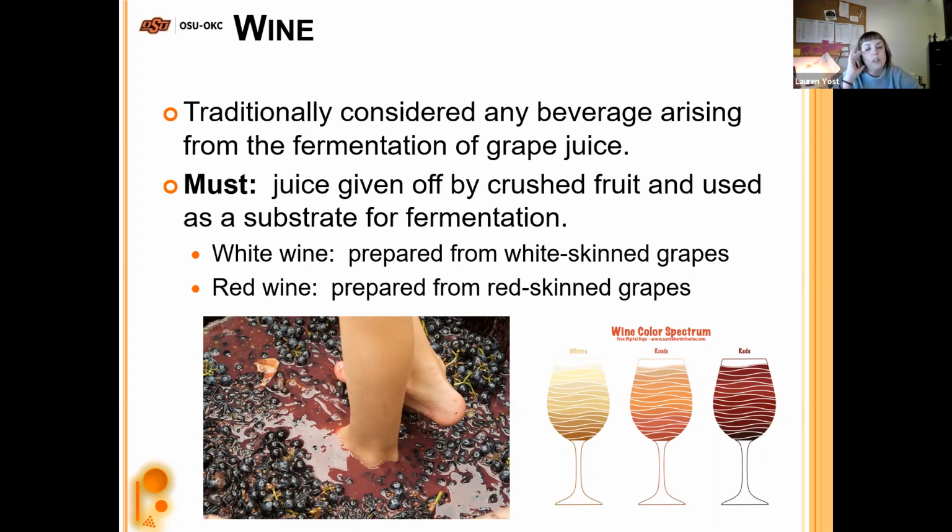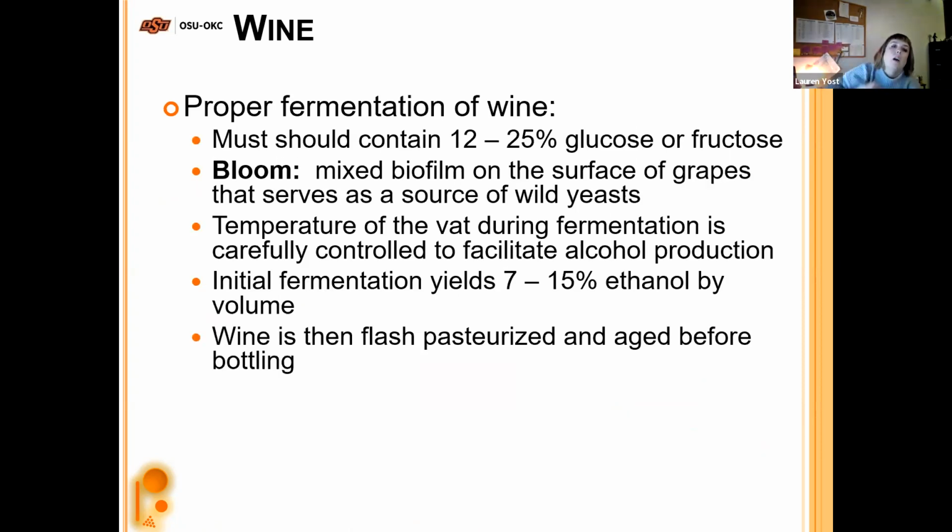Bacteria, or the yeast and whatever, the bloom is what they call it on the outside of the grapes, the biofilm, the stuff that grows on the outside of it. You've seen grapes before, the dark ones that have that film almost on the outside. That is what I'm talking about. That's the bloom. So any bacteria on the outside that could have grown on it has to do with the taste of it. So anyways, you crush it, you get the must, that's the liquid. White wine, you're going to have white skin grapes, and red wine, red skin grapes, duh. And you can mix them.